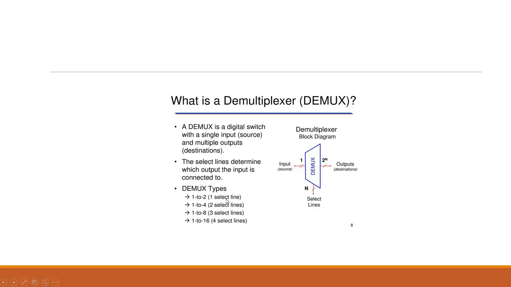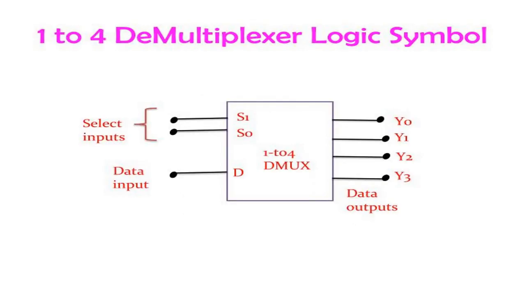Demultiplexer types include 1 to 2, which uses 1 select line, 1 to 4, which uses 2 select lines, 1 to 8, which uses 3 select lines, and 1 to 16, which uses 4 select lines to determine the outputs. So this is the block diagram of the demultiplexer. One data input D is given with 2 select lines S1 and S0, and it provides 4 outputs Y0 to Y3.